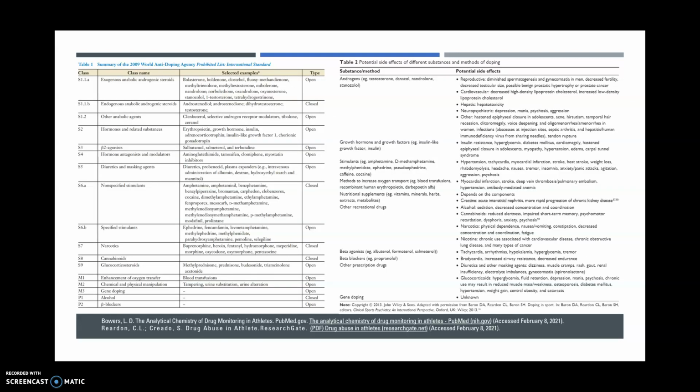This next slide shows a summary of all of the drugs prohibited for athletes by the World Anti-Doping Agency. These include the types that I just went over and examples of each type of those drugs. And the second table is the side effects for different substances, and many include dehydration, diabetes, an increase in cancer probabilities, nausea, vomiting, constipation, decreasing in concentration, and fatigue.